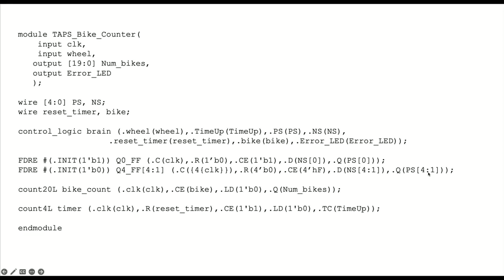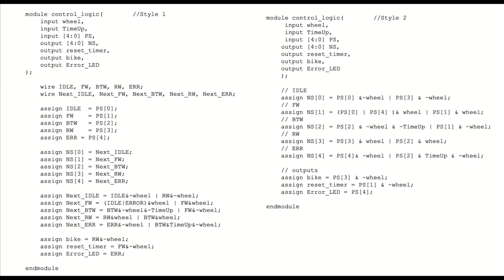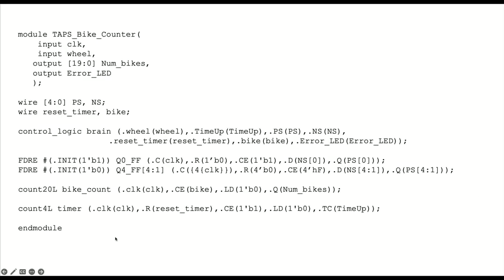Okay. Now, where's the logic for the next state and the outputs? Well, I put that in a separate module. So this is the control logic. So let's go back a second. So we have this module which takes the wheel, time up, the present state, and the next state. And it produces the reset timer output, the bike output, and the error LED.